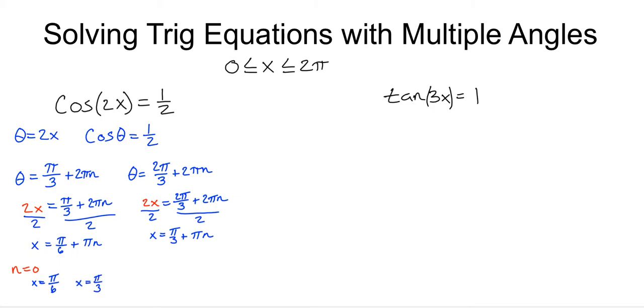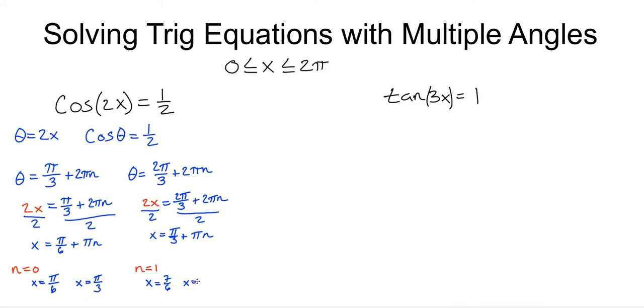Well, those are both beneath 2 pi, so we're not at 2 pi yet. So let's try again. Let's say that n is going to be equal to 1. If we increase n, that means we've got another full rotation. So we'll say we have pi over 6 plus pi times 1, in other words, pi over 6 plus pi. That means we're going to get x is equal to 7 pi over 6. Or if I do pi over 3 plus pi, that means we're going to get 4 pi over 3.